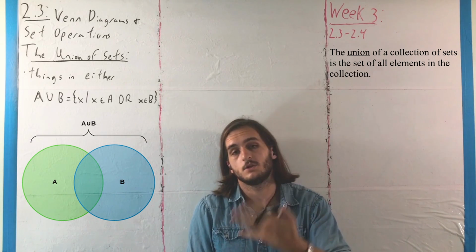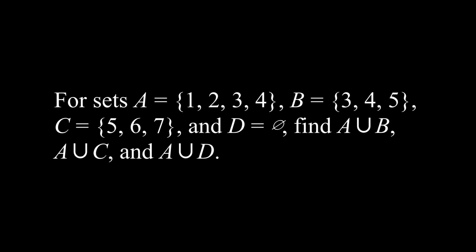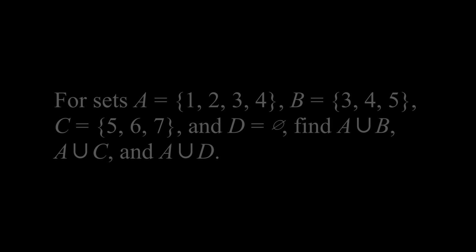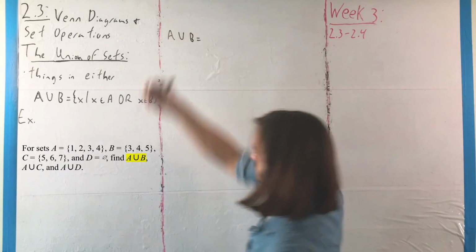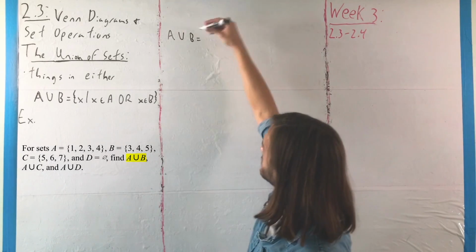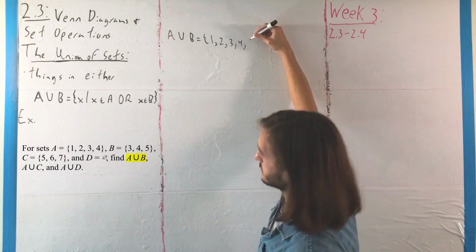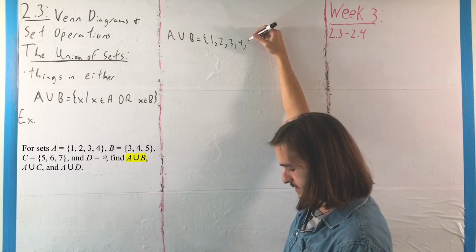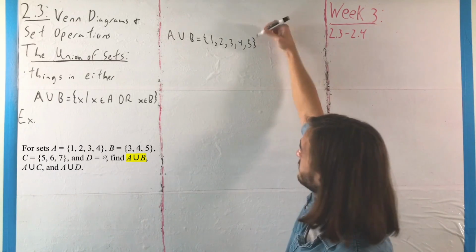Let's talk about unions first with another set of examples. For those same sets of numbers from last time, A, B, C, and D, we now want to find A union B, A union C, and A union D. For A union B, give me everything that is in A or everything that is in B, which means we get all the stuff from A, 1, 2, 3, and 4, as well as all the things in B, where in particular we already have 3 and 4, so then we will get 5.